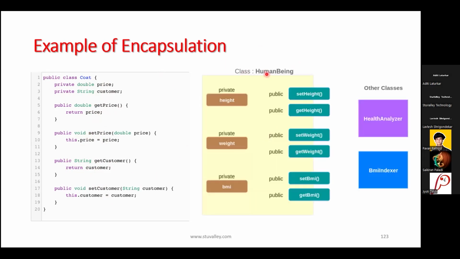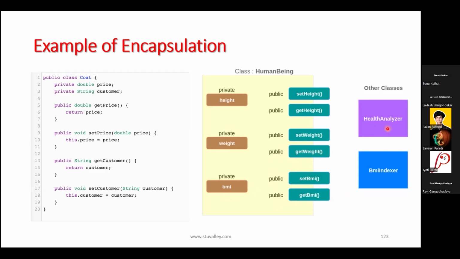Another example is a class HumanBeing. Here we are creating one private member, height, and two public methods to access the private member height, that is the setter method and getter method. Another member in this HumanBeing class is weight, where we create two public methods, a setter and a getter, and a private BMI for the calculation of whatever the BMI will be. So we create the public methods setBMI and getBMI.